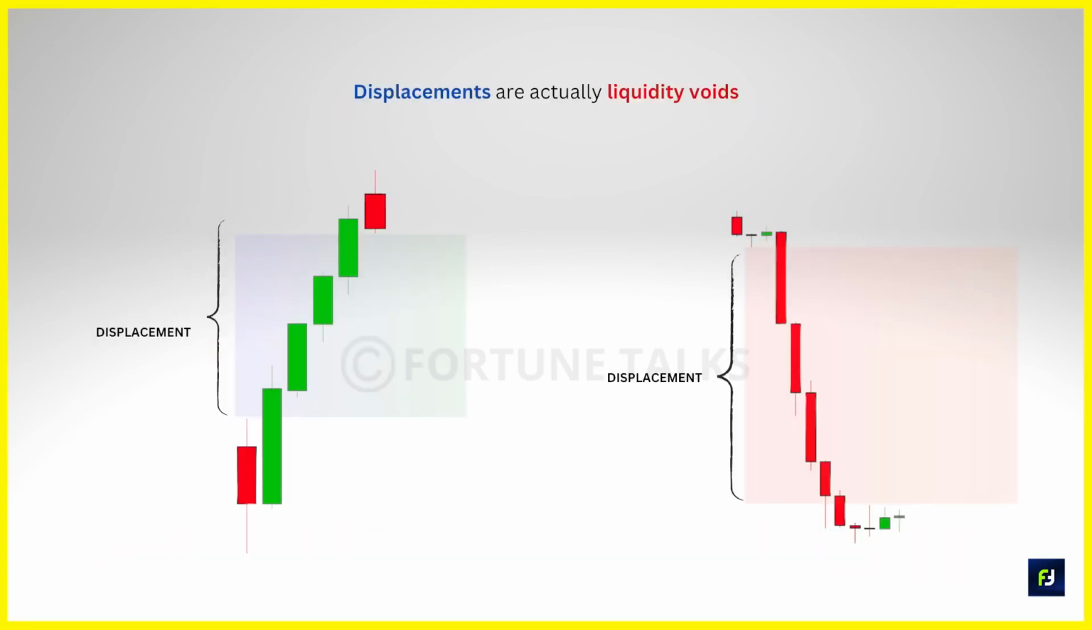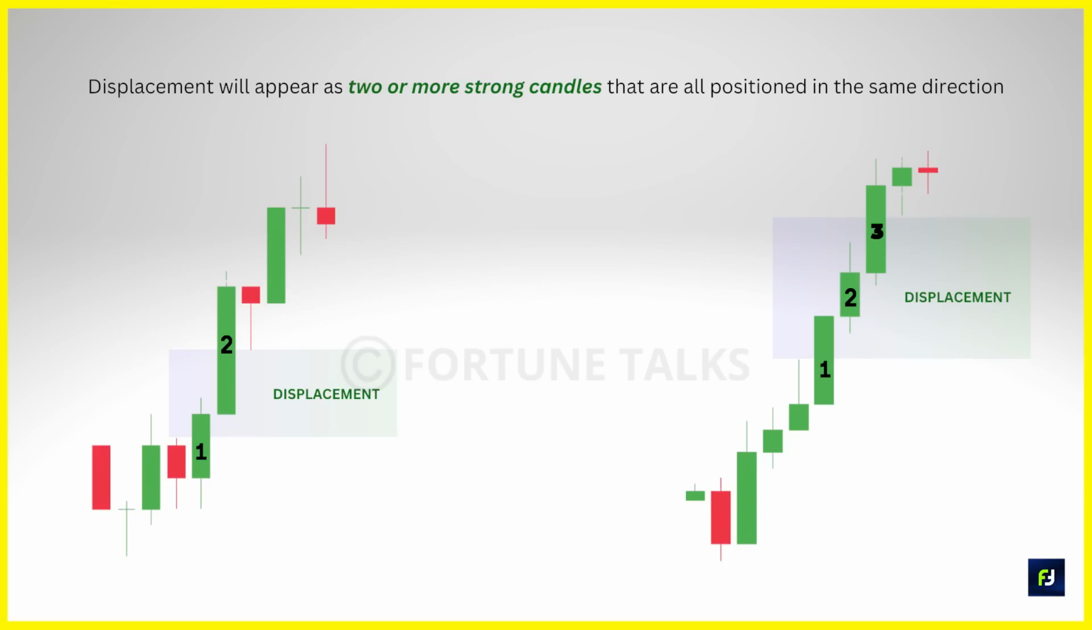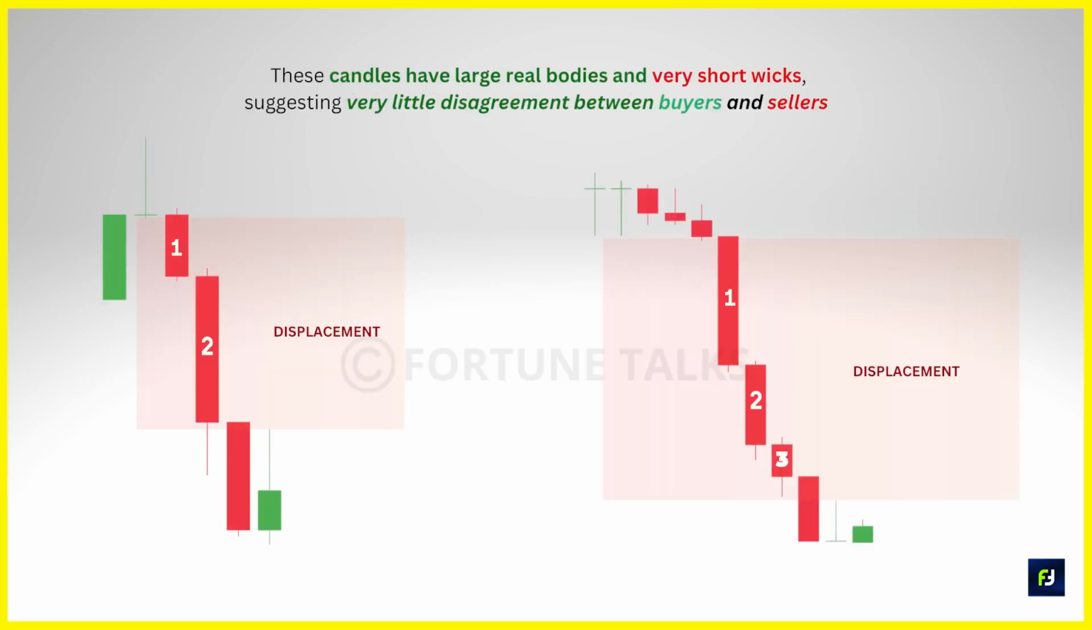In this definition, what you have missed is the term displacement. Displacements are nothing but liquidity voids. So displacement in short is a very powerful move in price action, resulting in strong selling or buying pressure. Generally speaking, displacement will appear as 2 or more strong candles that are all positioned in the same direction. These candles typically have large real bodies and very short wicks, suggesting very little disagreement between buyers and sellers.